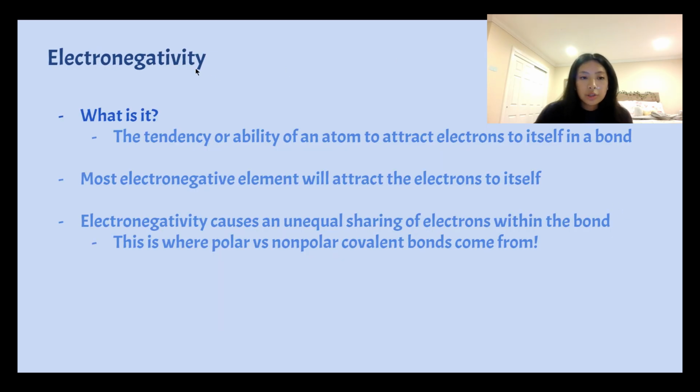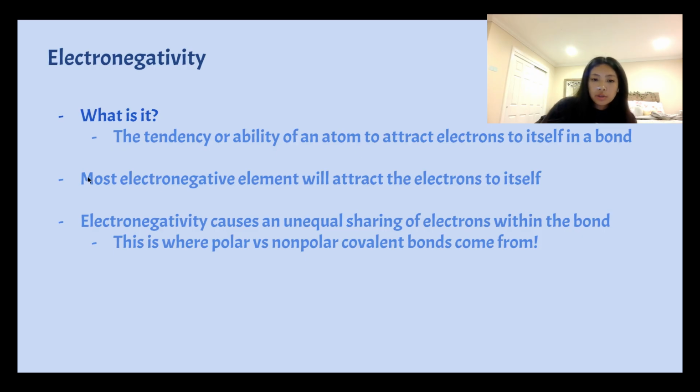Okay, so electronegativity, what is it? So electronegativity is the tendency or the ability of an atom to attract electrons to itself in a bond. So I think in one of the earlier units, we learned the periodic trend for electronegativity. So we know that electronegativity decreases down and increases across. We'll go over that a bit more.